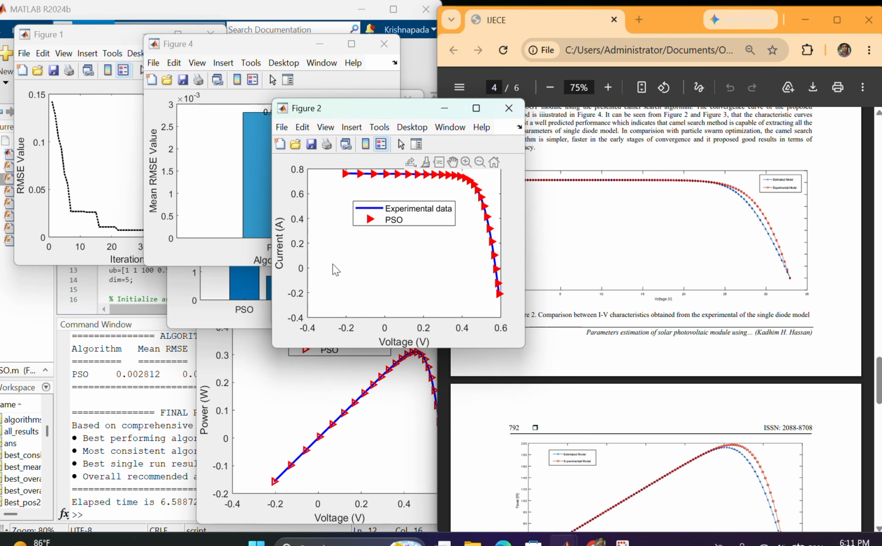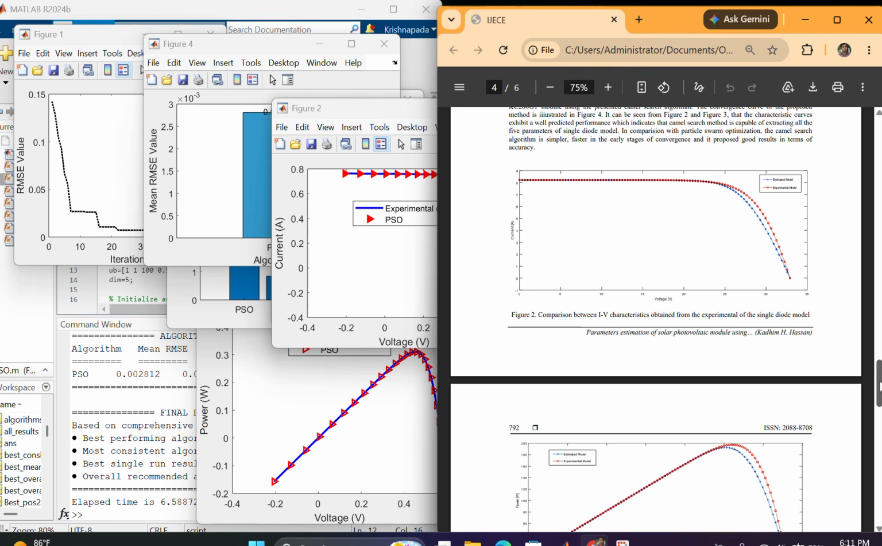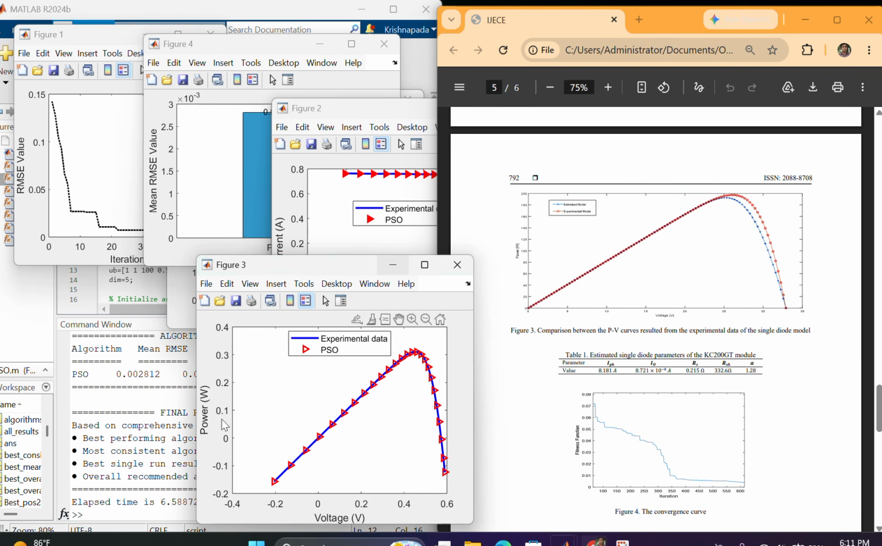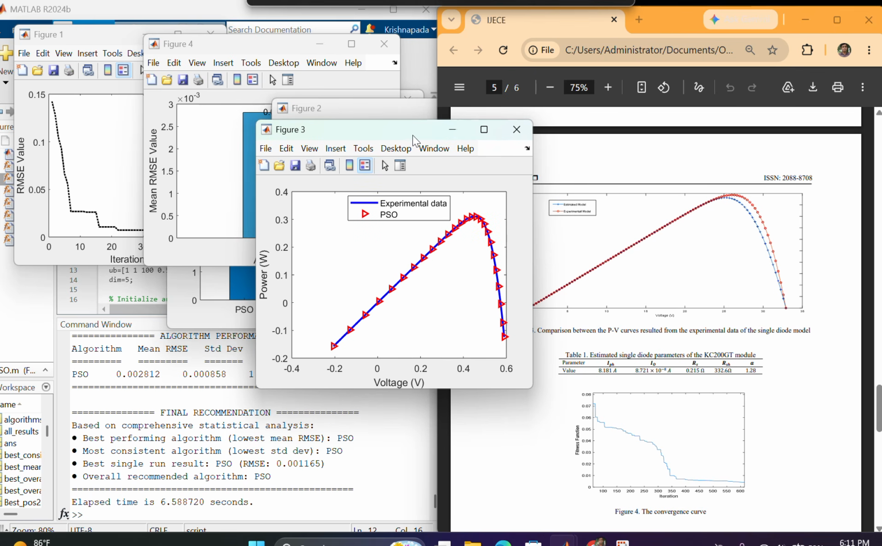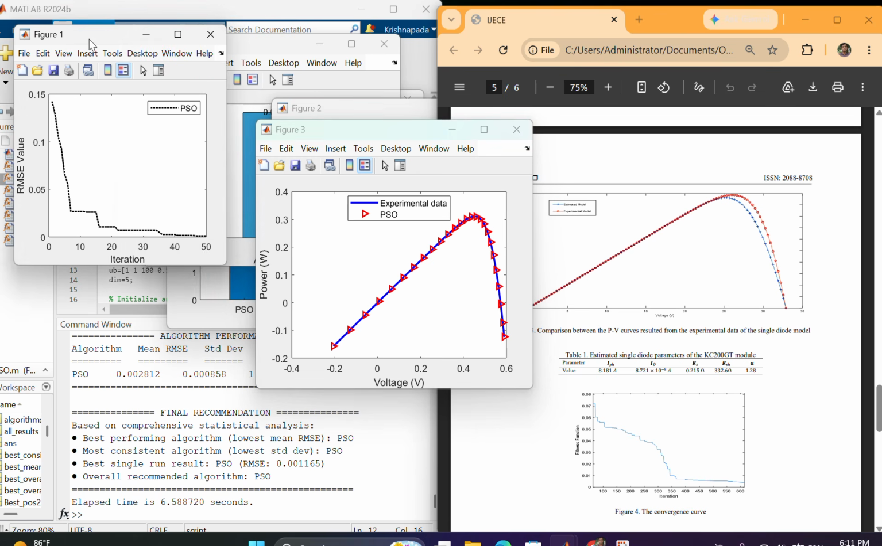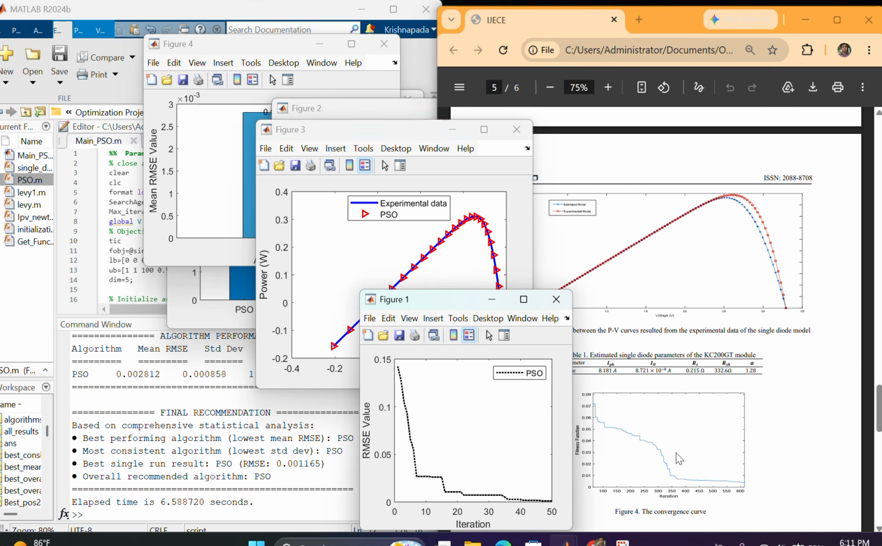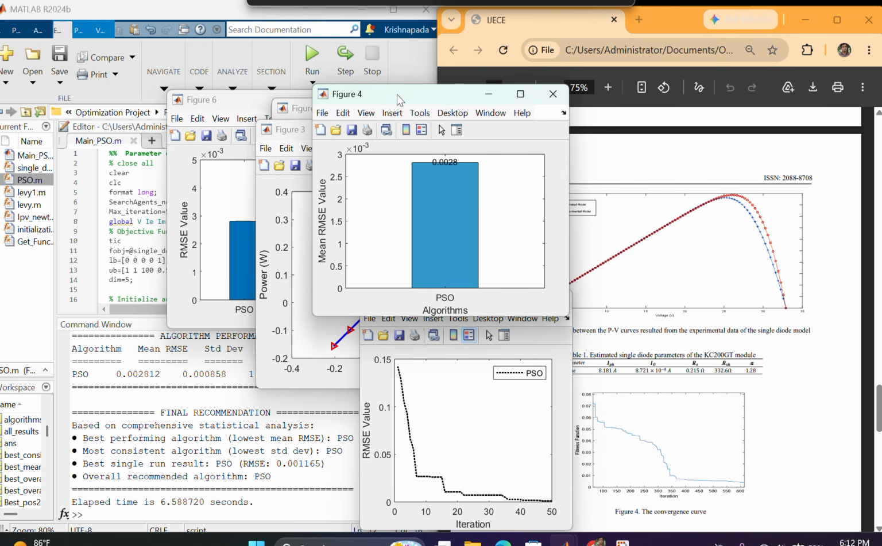First is the IV curve. Second is the PV curve. Here experimental data and the PSO algorithm closely match. Third is the convergence graph for the PSO algorithm. Here they used maximum iterations. I have only considered 50 iterations. Fourth is the mean RMSE value for the PSO algorithm after running 50 iterations.